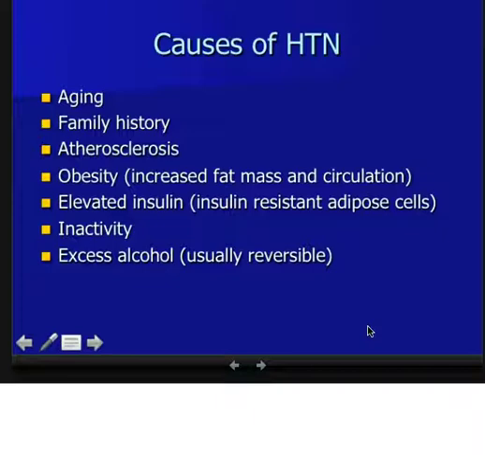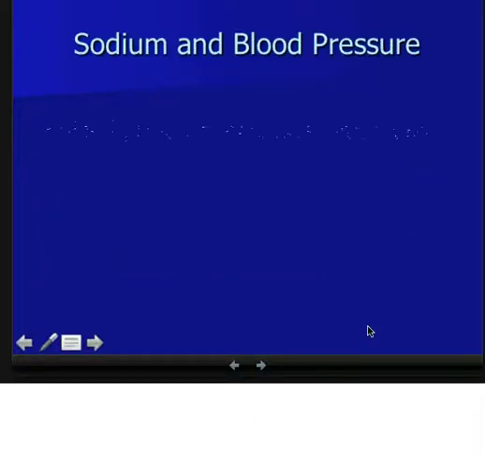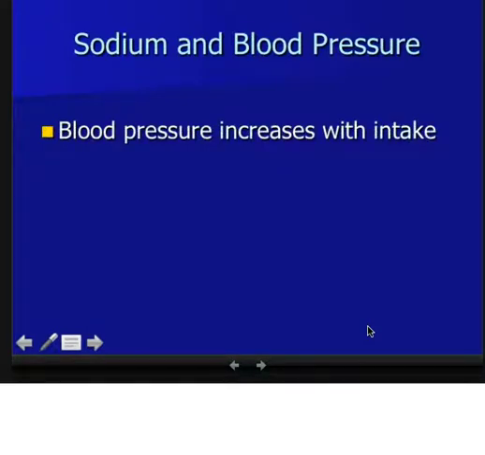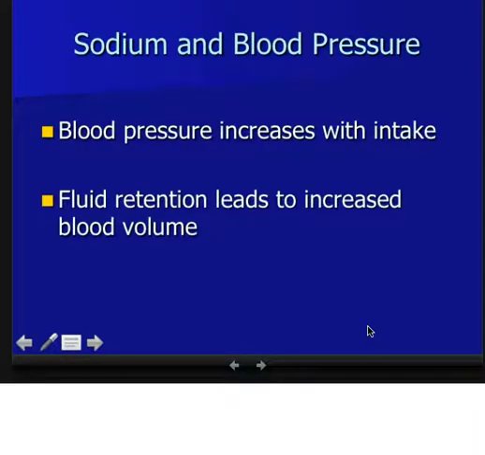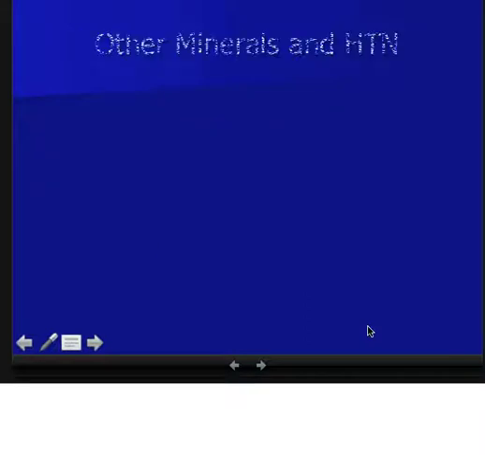Elevated insulin, remember, is an outcome of a diet that's consistently high in carbohydrates. And so what you can do is reduce your glycemic index in the food that you eat and avoid those insulin spikes, and the result will be a more modulated insulin output and a more modulated insulin response. Okay, sodium and blood pressure. Blood pressure transiently increases with sodium intake, and fluid retention can lead to increased blood volume. But what happens? The kidneys compensate for that.